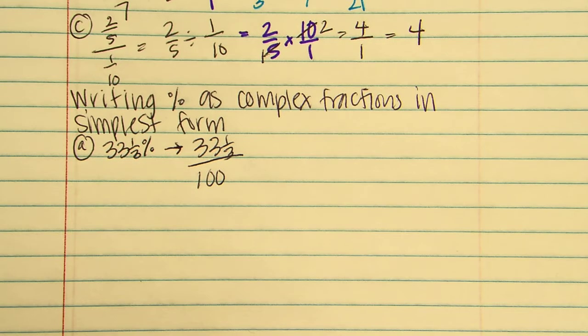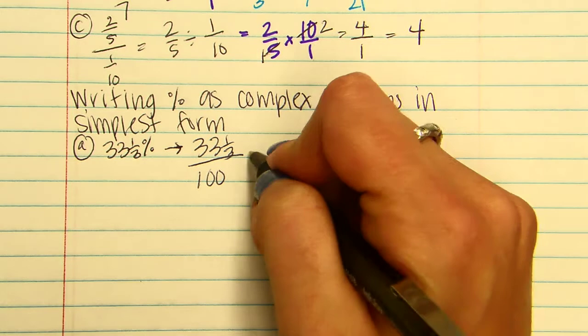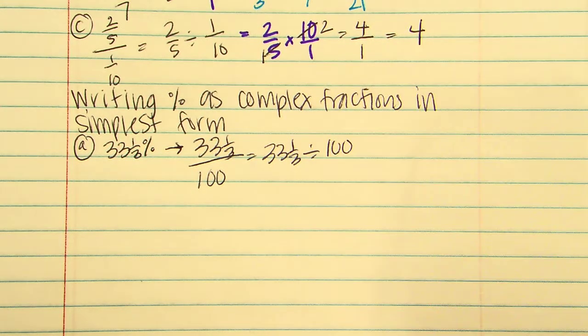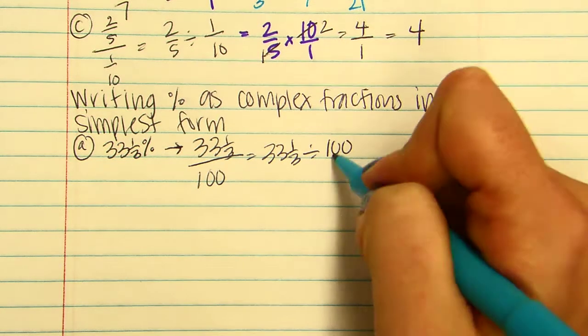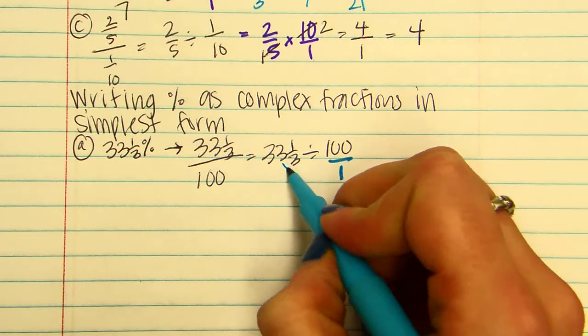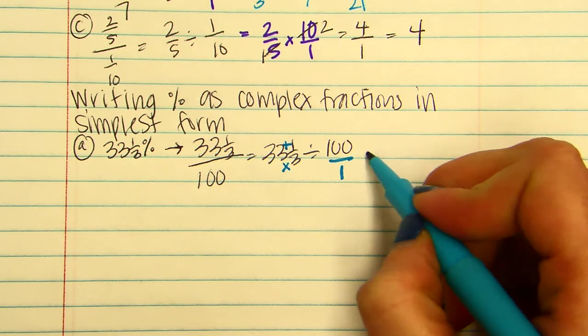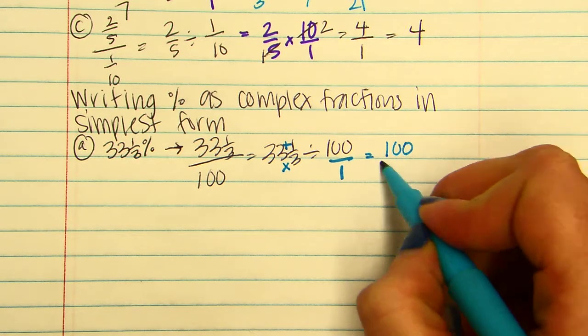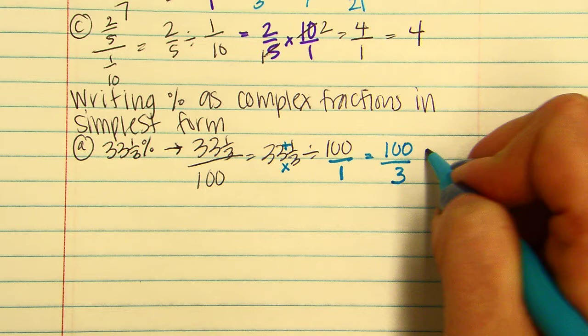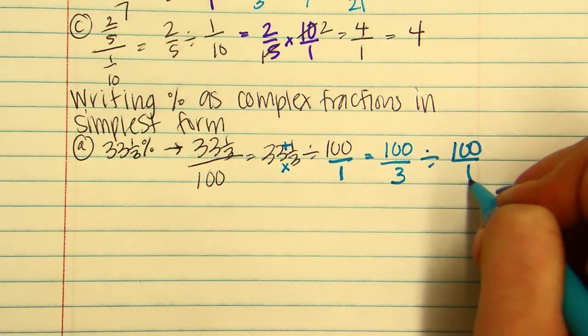And now I'm going to do what I did above. I know that this really means 33 1/3 divided by 100. I need to turn this one into a fraction. And I need to make this mixed number improper. So 33 times 3 is 99, plus 1 is 100. So this becomes 100 over 3. That's this as an improper fraction, divided by 100 over 1.